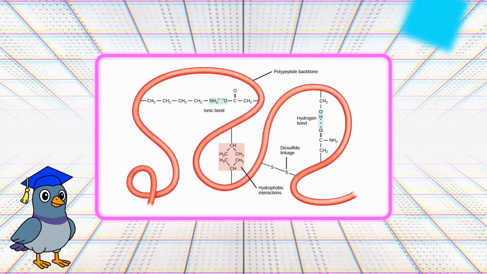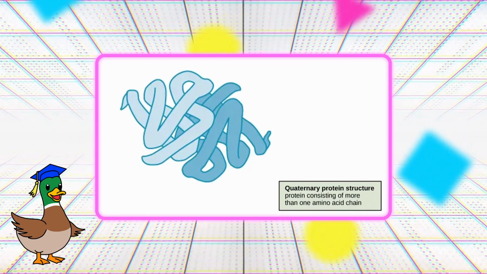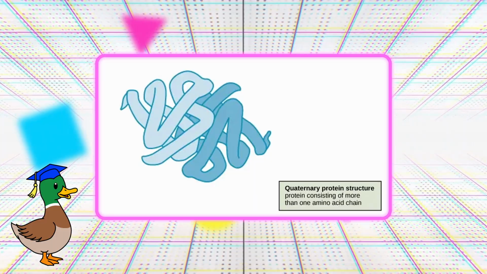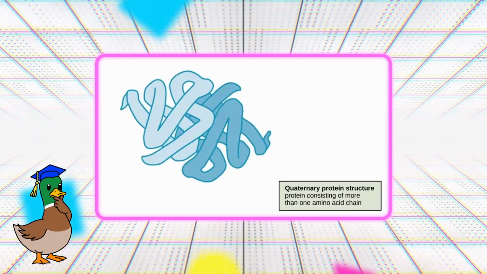Okay, how exactly can proteins get more complex? Well, some proteins are so complex that they're formed from multiple polypeptide chains, where the polypeptide chains become the subunits. This is called the quaternary structure.